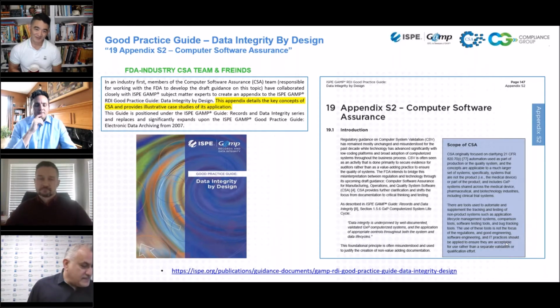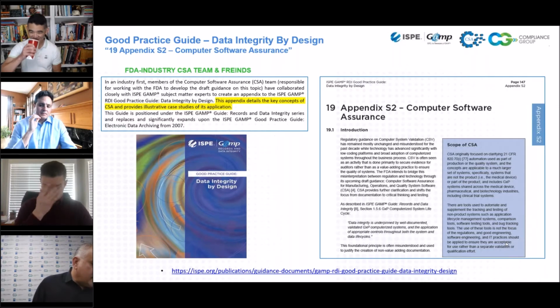All right, gentlemen, next question. Looks like it's going to the FDA too. How can we start implementing CSA guidelines into our process, and how flexible will the future FDA audits be?